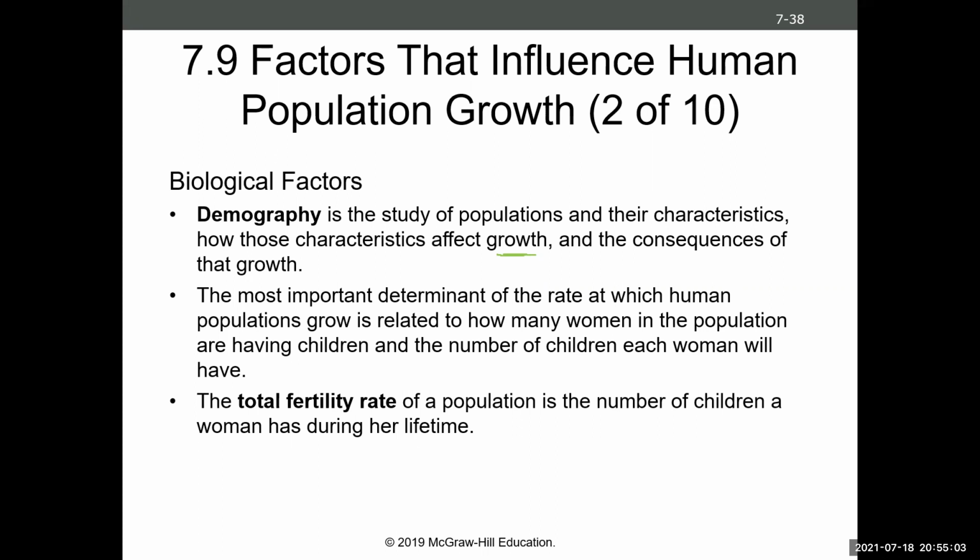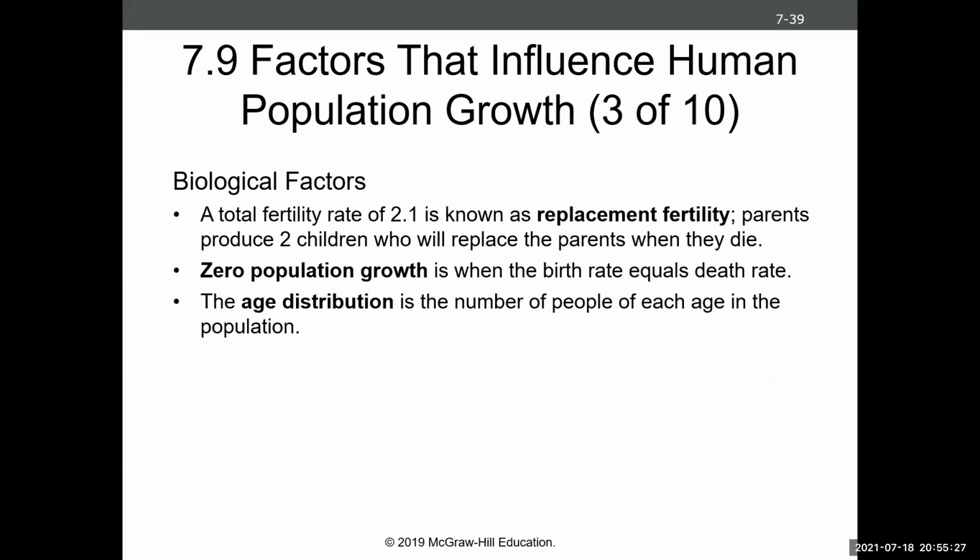basically the rate of growth is how many women are having children and the number of children that female will have. So this leads to a calculation or a statistic where you can get the total fertility rate, which is the number of children a woman has in her lifetime, and you can look at a total fertility rate per population. And so a total fertility rate of 2.1 is known as replacement fertility. So basically, parents produce two children who will replace their parents when they die, right?